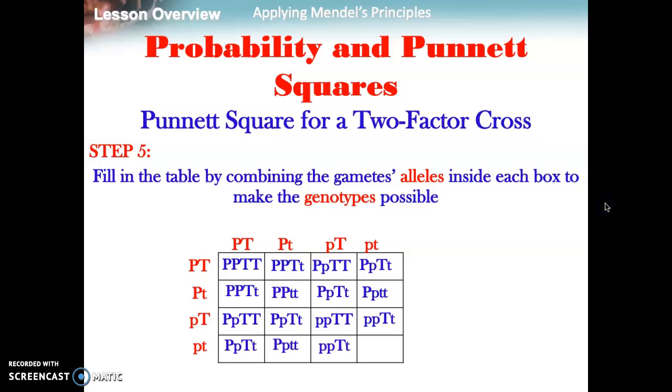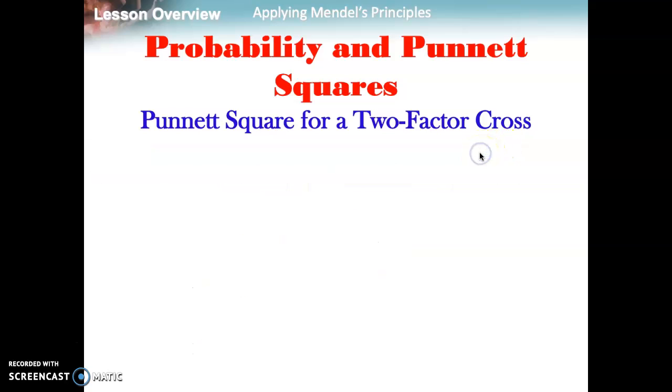And you can see here how the P's are going together and the T's going together, with this very last box getting nothing but lowercase letters. 2 little P's, 2 little T's. Now we move on to step 6.